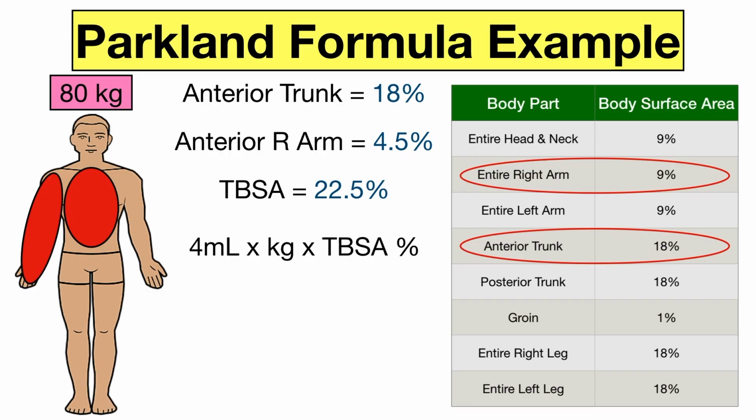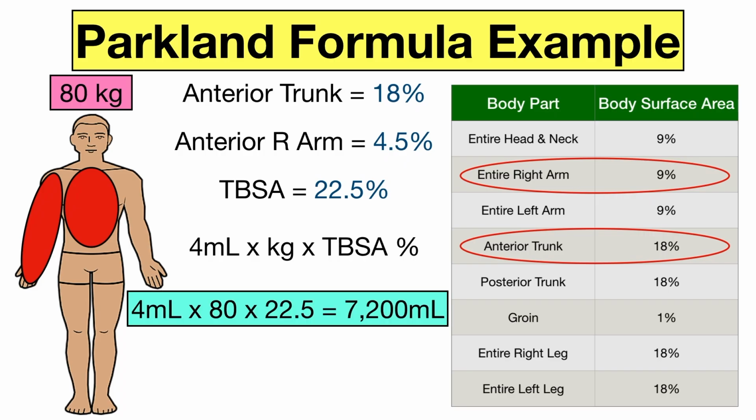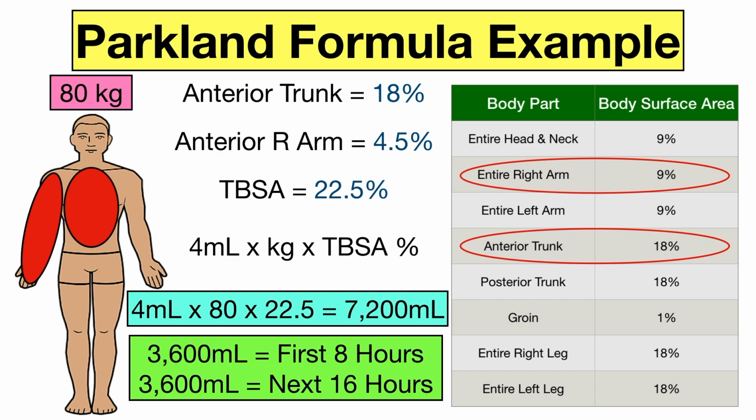Since this burn involves more than 20% total body surface area of partial thickness burns, we can use the Parkland formula. We know the patient weighs 80 kilograms and has a total body surface area percentage of 22.5, so we will multiply 4 mLs by 80 by 22.5. This will give us 7,200 mLs of fluid recommended within the first 24 hours. Remember, half of that, or 3,600, will be given over the first 8 hours, and the other half, or 3,600, will be given over the next 16 hours.